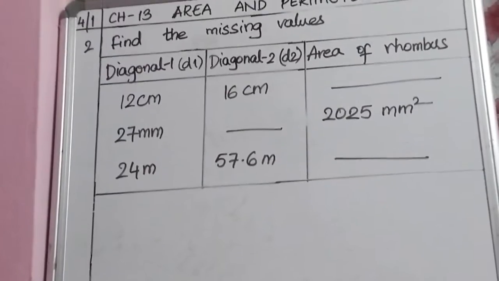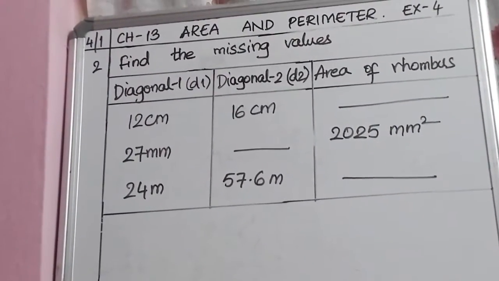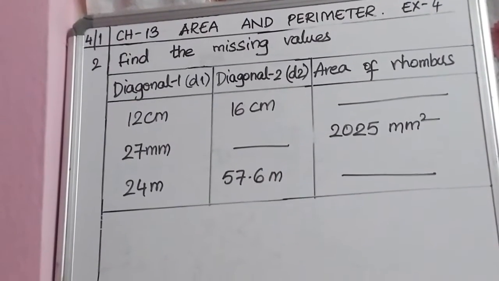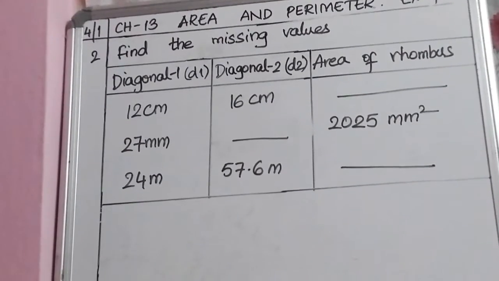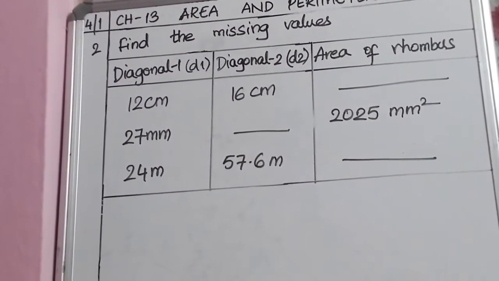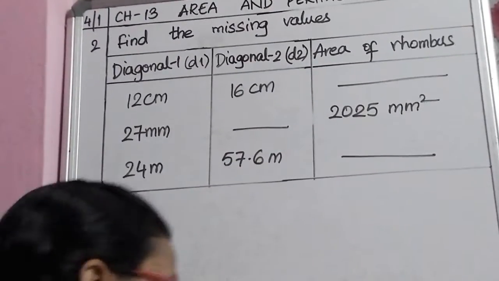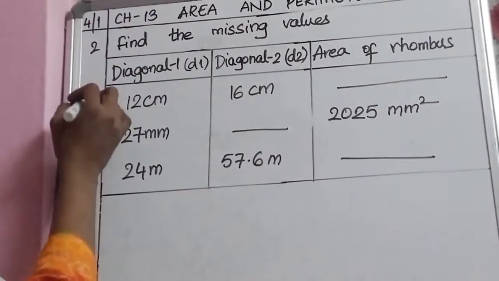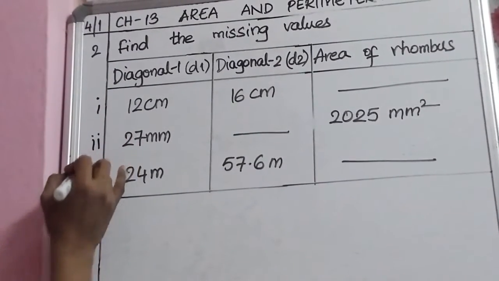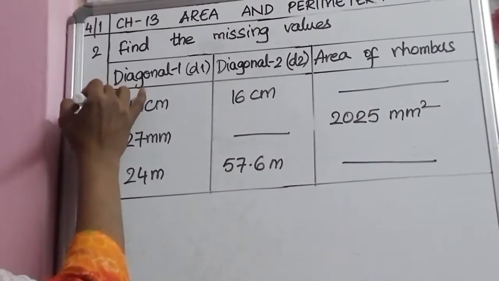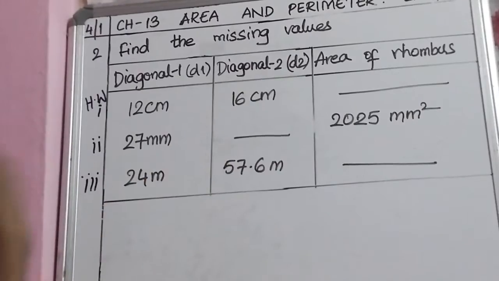Okay, let us do the second problem. Find the missing values. Diagonal values are given, or the area of a rhombus is given. So wherever a blank is there, you have to find out that value and fill the table. There are 3 bits in this, so let's number them 1, 2 and 3. Bit 1 is just substitution, so bit 1 is for homework.